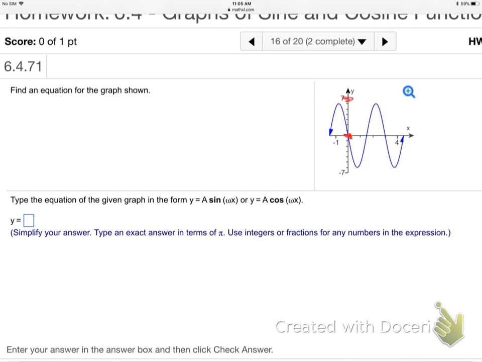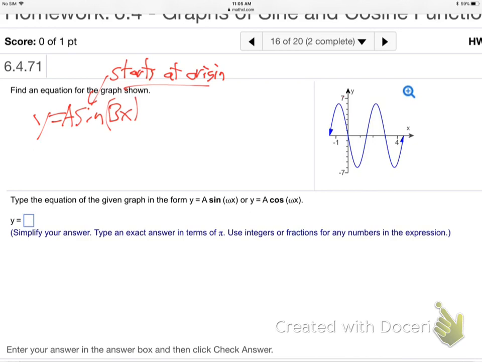If it started high or low, like this or like that, then it would be cosine, wouldn't it? Low would be a negative cosine, high would be a positive cosine. So it's a sine. So I'm going to write y equals a sine bx rather than a cosine bx. Sine starts at the origin. Cosine starts high or low. Okay, so it starts at the origin, it's sine.